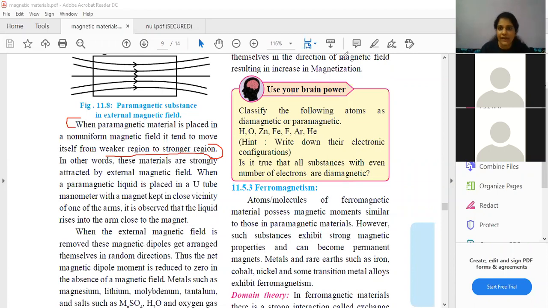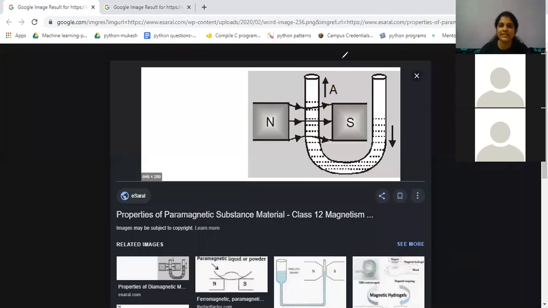Okay, fine. Now, if I have to show you all the diagram for paramagnetic materials, just a minute. You all can see this another diagram, students. Please let me know. Yes, ma'am. Yes, ma'am. Fine.